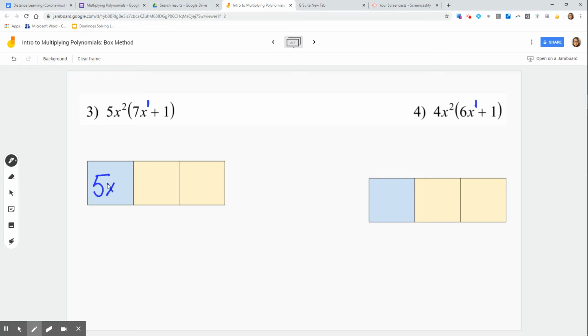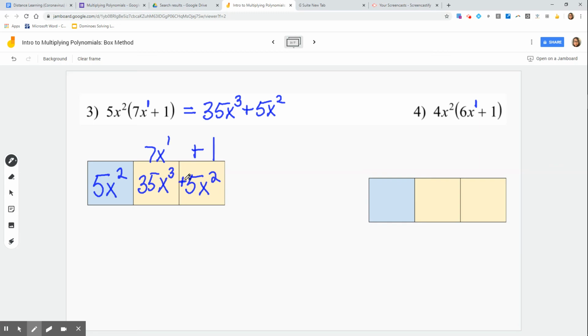So you put the 5x squared in the blue box. And then you can see again, it's the same problem, right? Except this is power 2. So when you add the 2 plus 1, you get x cubed. And 5 times 7 is 35. So now the power here is 3. So you can see it's just a little different. Okay, 5x squared times 1 is just 5x squared. So our final answer is 35x cubed plus 5x squared.